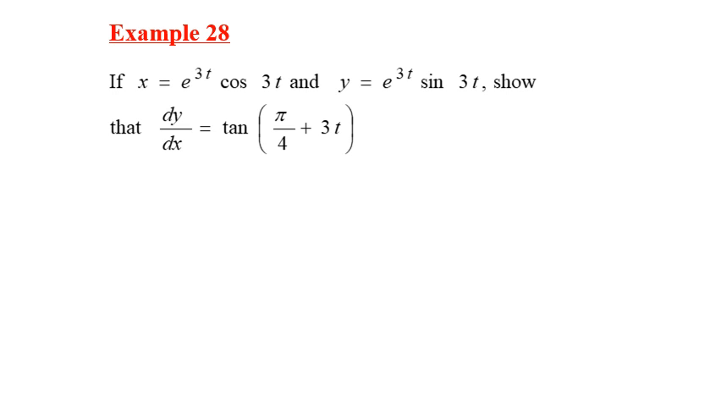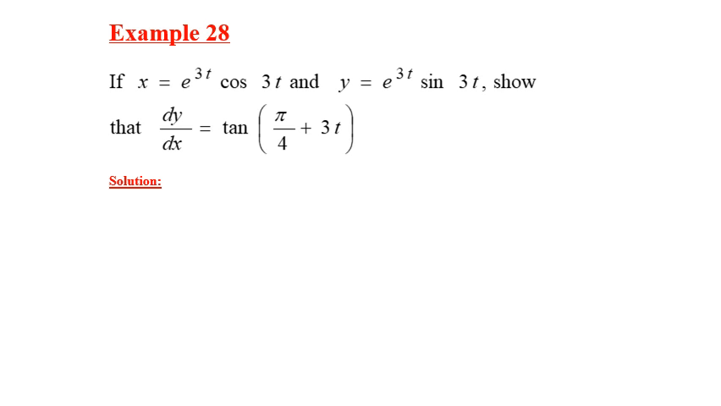Right. Now for example 28. Okay, this time the equation we have combination of exponent and also trigo function. As you can see, for x equation we have cos, and y equation we have sine. And the question asks us to show that the dy dx is actually tangent of pi over 4 plus 3t. So let's see how we solve this question.